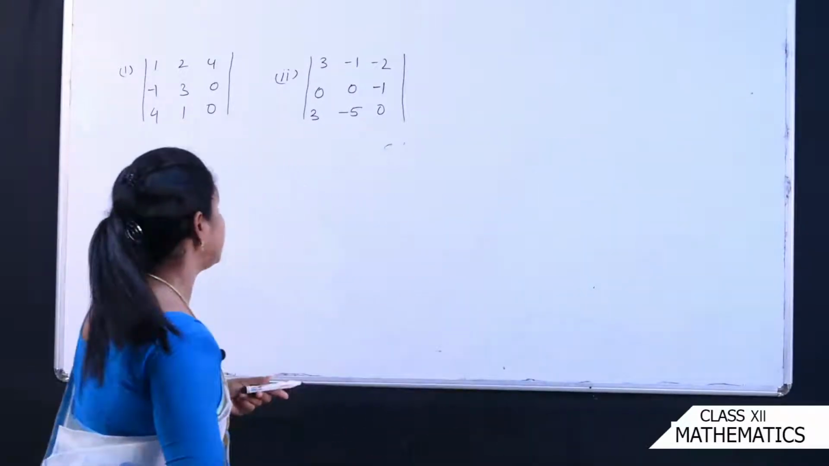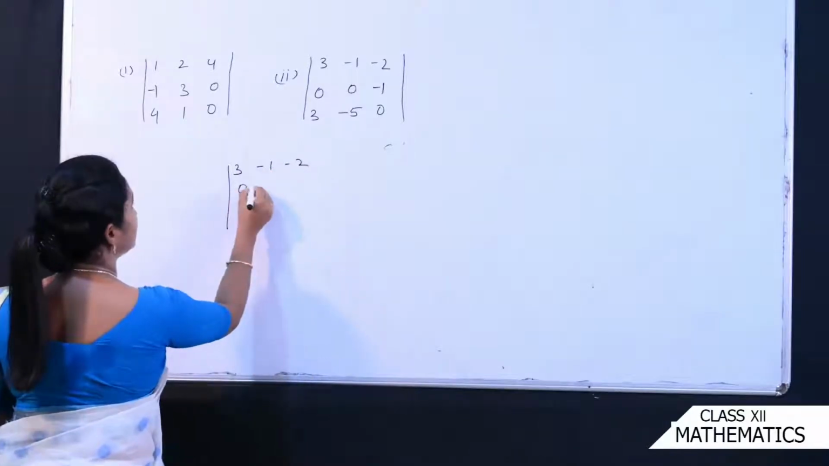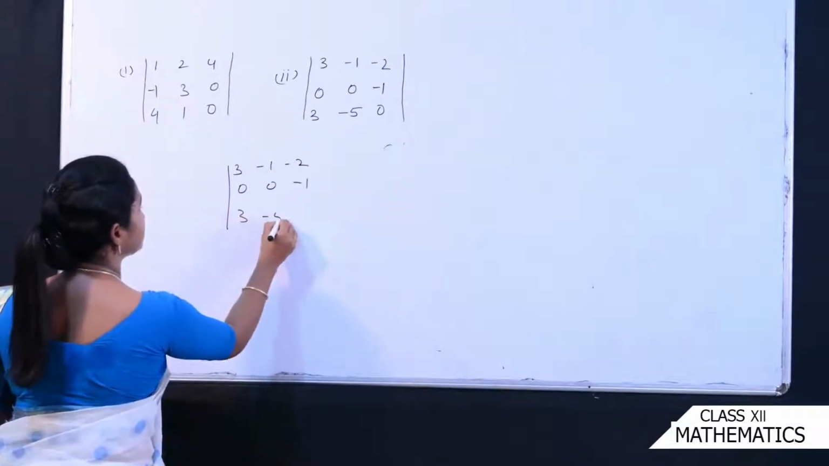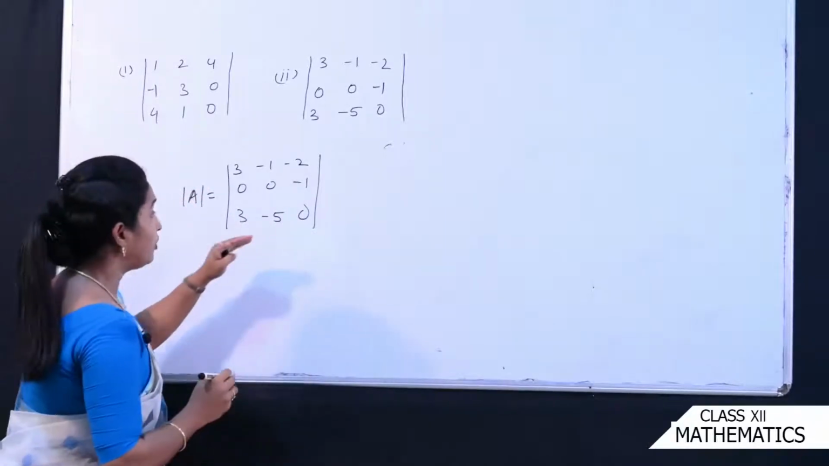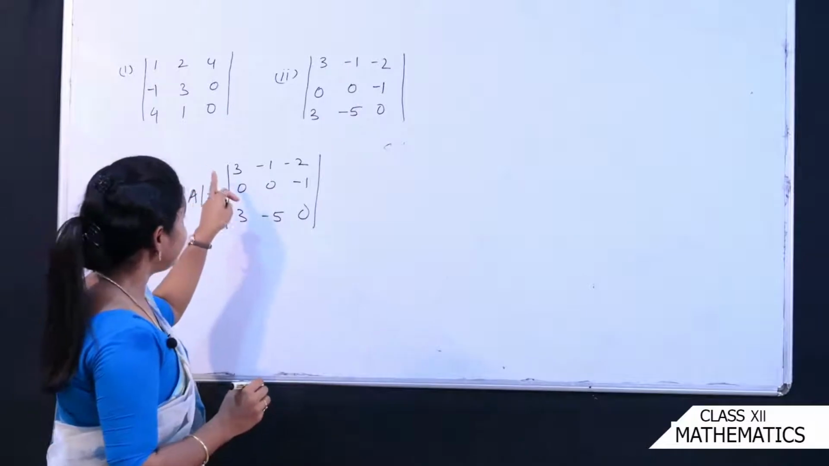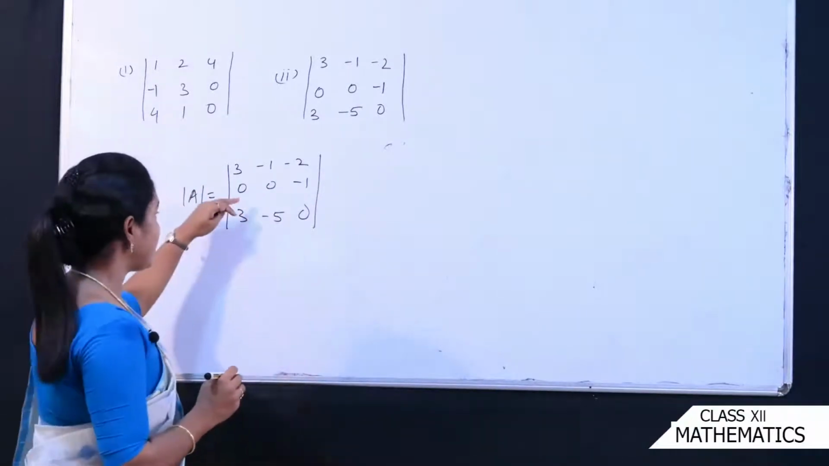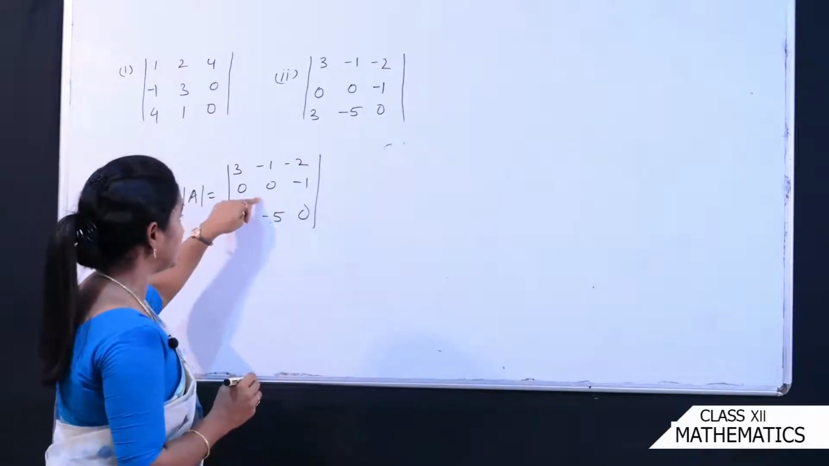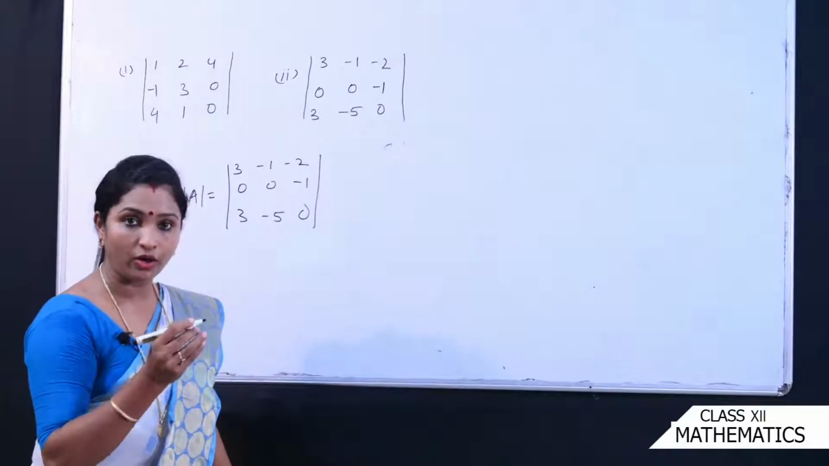In the next question, see here, it is 3 minus 1 minus 2, 0 0 minus 1, 3 minus 5, 0. Again this determinant is denoted A. Now how to calculate this? How to find the determinant here? Look here, which row has the most zeros? You can see in row 2, R2, the number of zeros is more. So it's better to expand along R2.